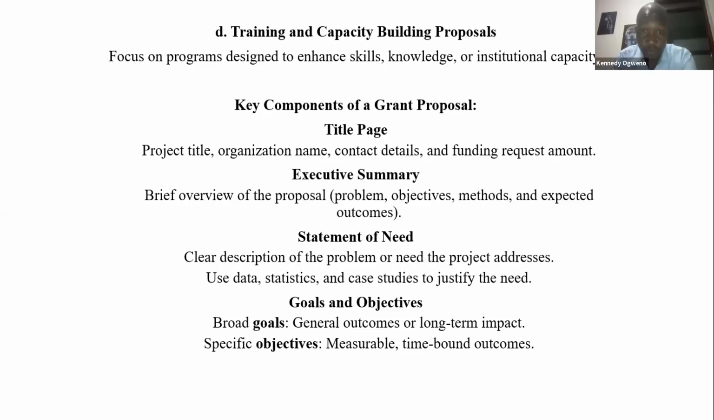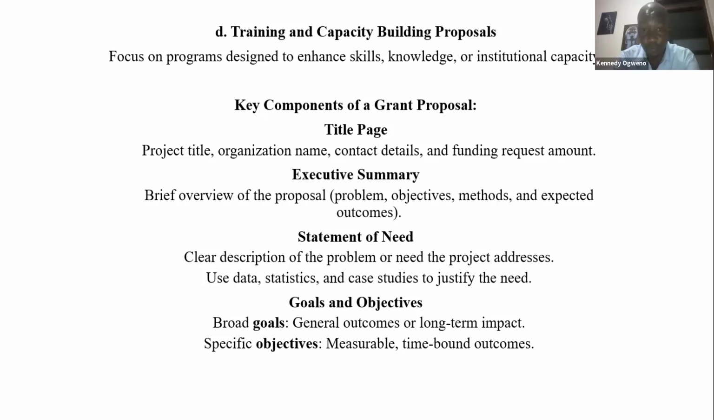Now, key components of a grant proposal. I said you should have a title, of course, an executive summary, and a statement of need, that is the statement of the problem. And the goal should be broad and specific. That's why we normally have the broad objective and specific objectives. So these are some of the key components of a grant proposal.